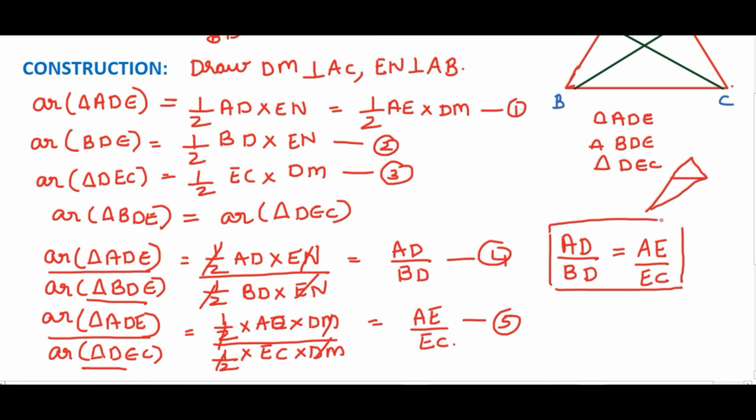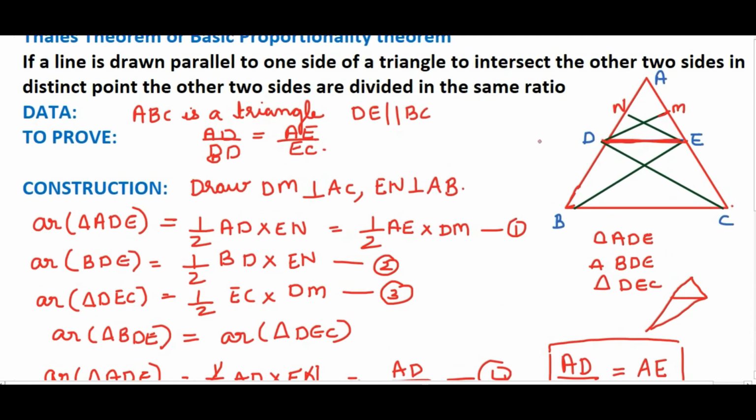If a straight line drawn parallel to a third side divides the other two sides in the same ratio, or you can say that if a line is drawn parallel to one side of a triangle which divides the other two sides at different points, then these other two sides are divided in the same ratio, that is AD divided by DB equal to AE divided by EC.